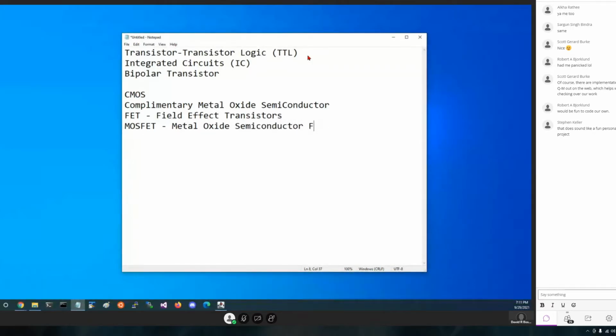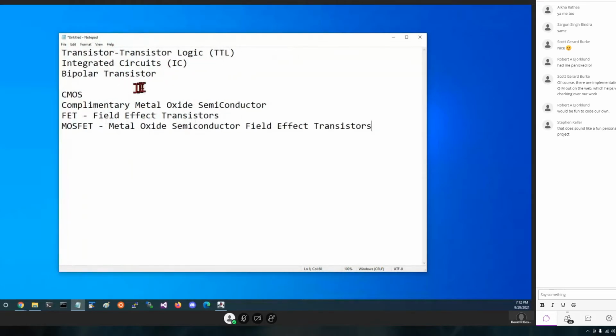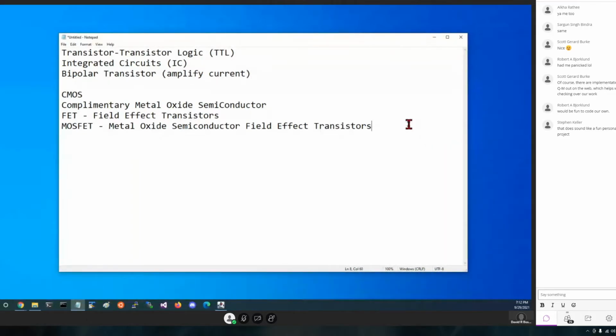Field effect transistors. The difference between the two is technical, but very simply, bipolar transistors amplify current. And these have the effect of amplifying voltage.